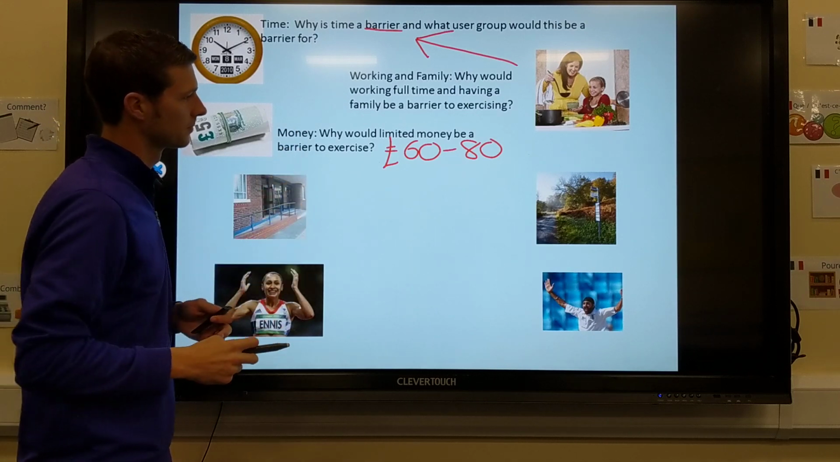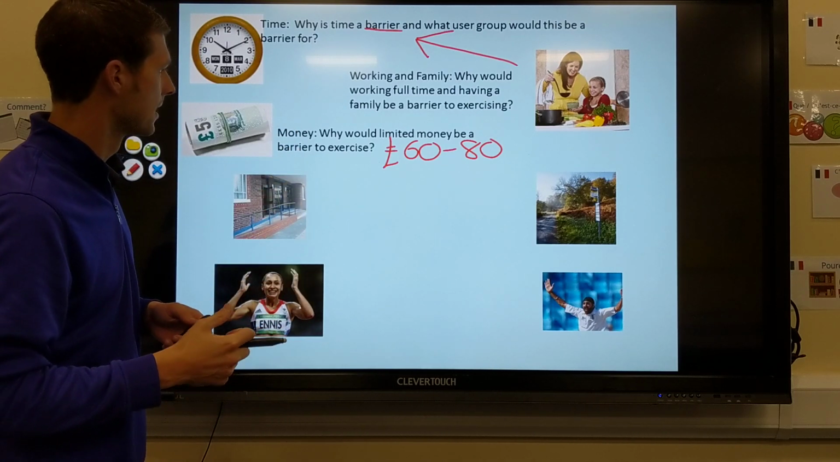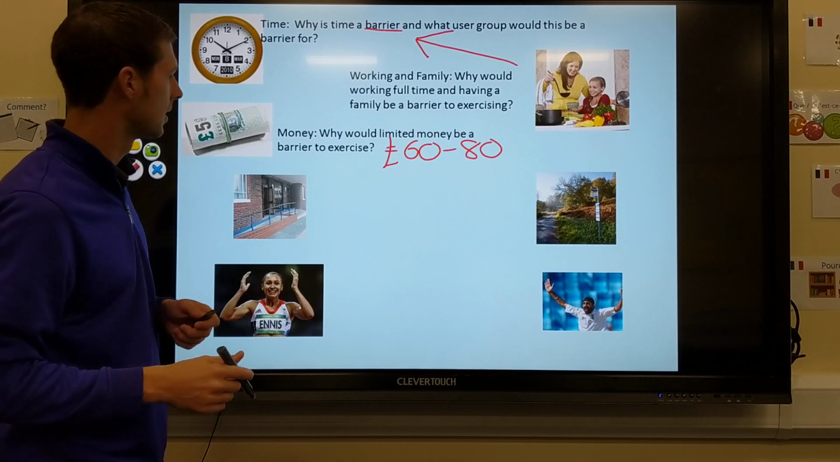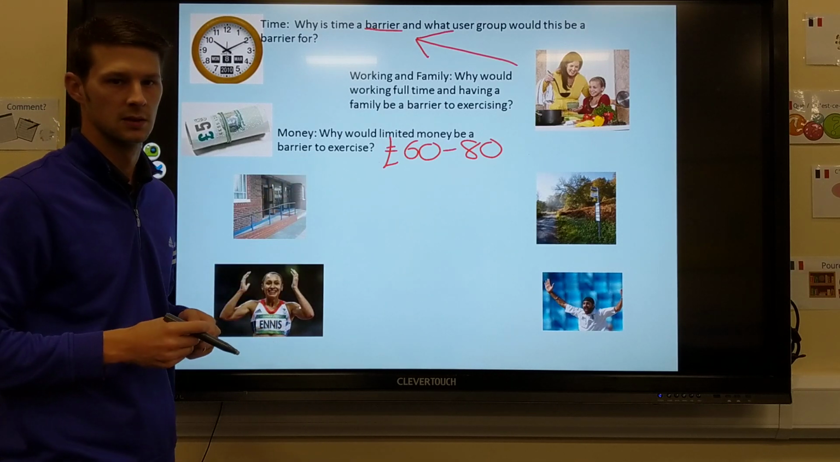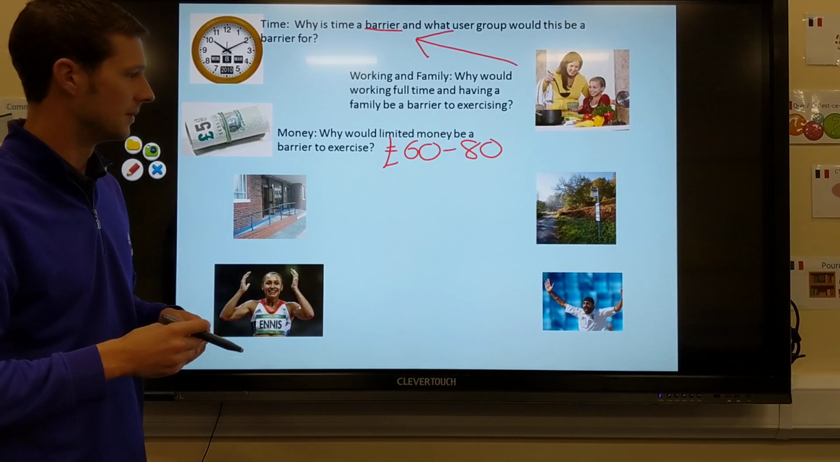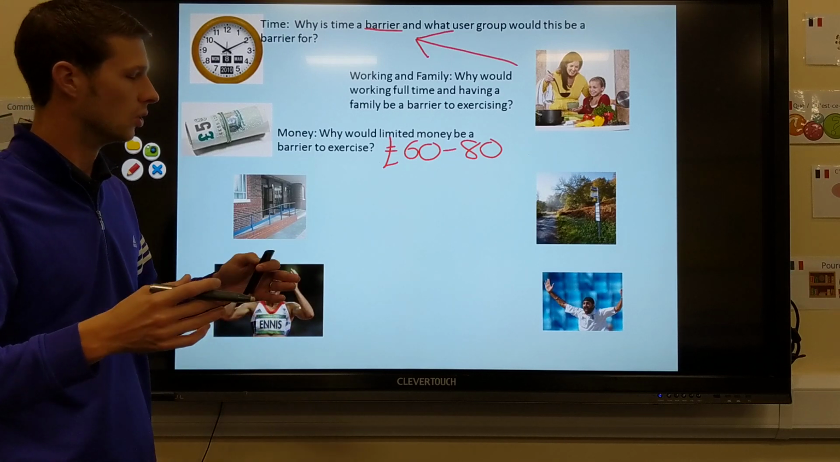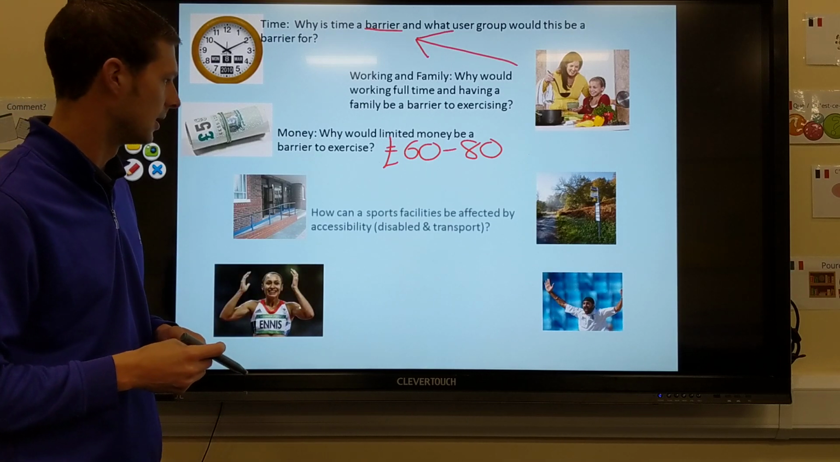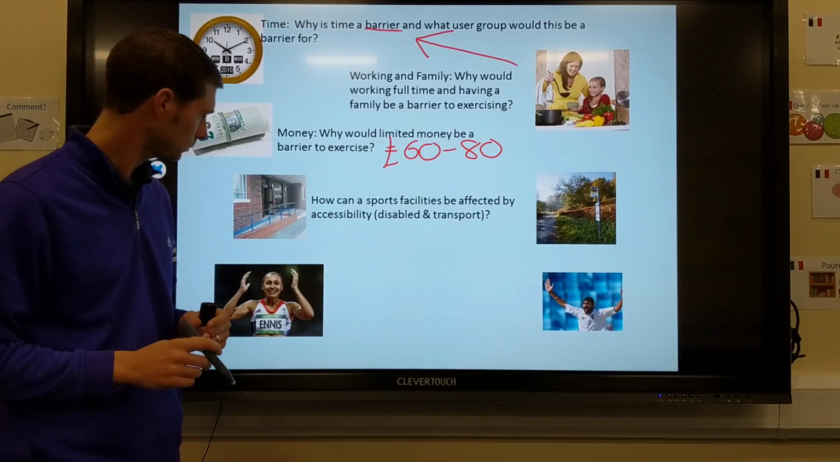So lack of income, unemployed, or earning a low income, so not being able to access physical education, be it in a sports complex or exercise in a fitness centre.